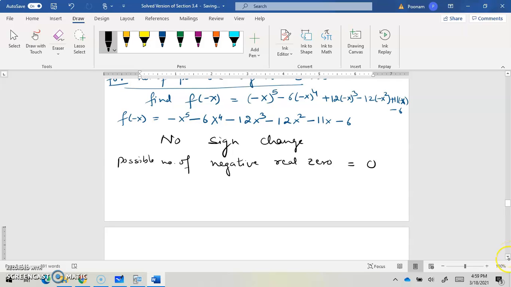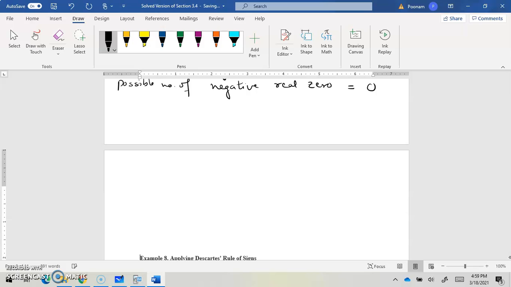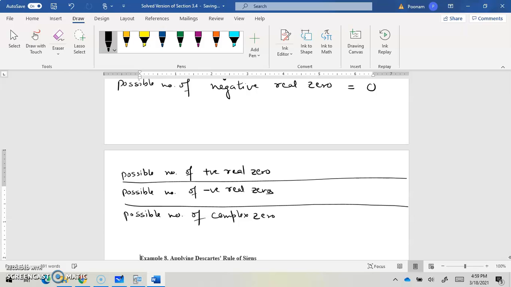We said let's make a table. What are all the possibilities? For the given function, possible number of positive real zeros we are going to write. Then possible number of negative real zeros. Then if they are not positive or negative, what can be that? Possible number of complex zeros. If they are not real, they can be complex.